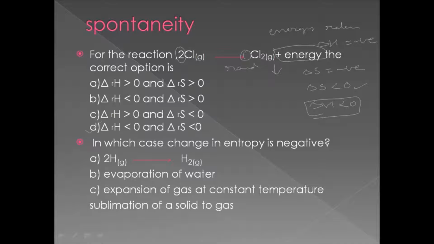Coming to the next one, in which case change in entropy is negative. That means delta S should be negative. Coming to the first reaction, 2H converts into H. Already we have discussed earlier. 2 moles gets converted into 1. That means delta S is negative because randomness decreases. And evaporation of water. In case of evaporation of water, liquid changes into gas. So when liquid changes into gas, randomness increases. That means entropy increases. So delta S is positive.